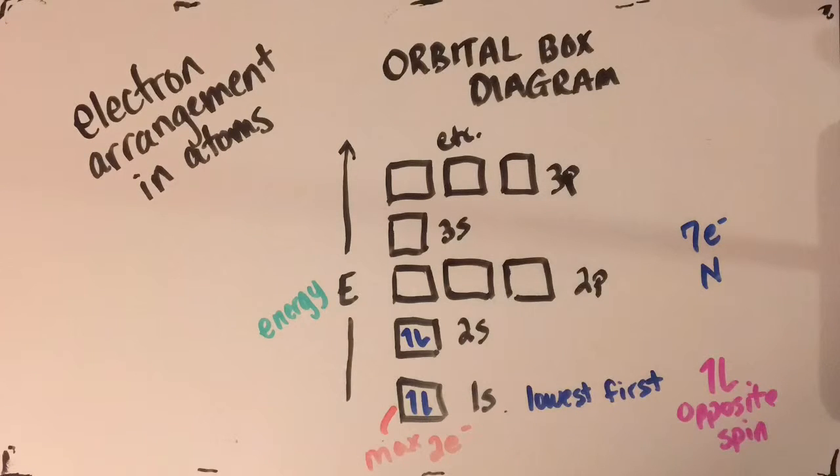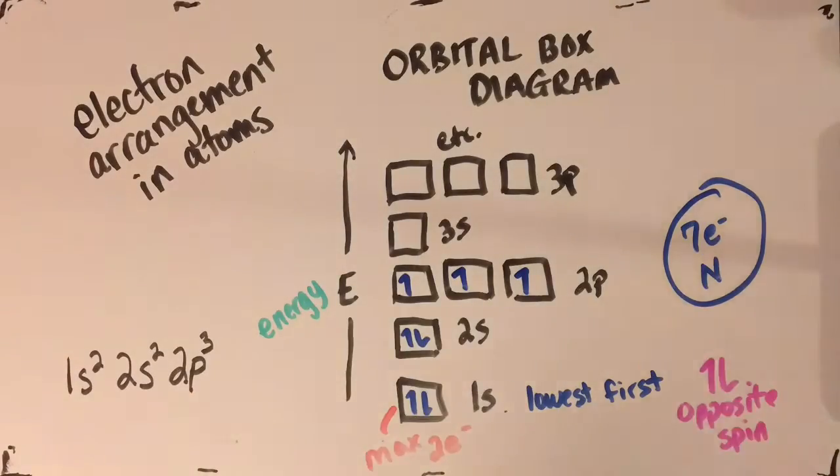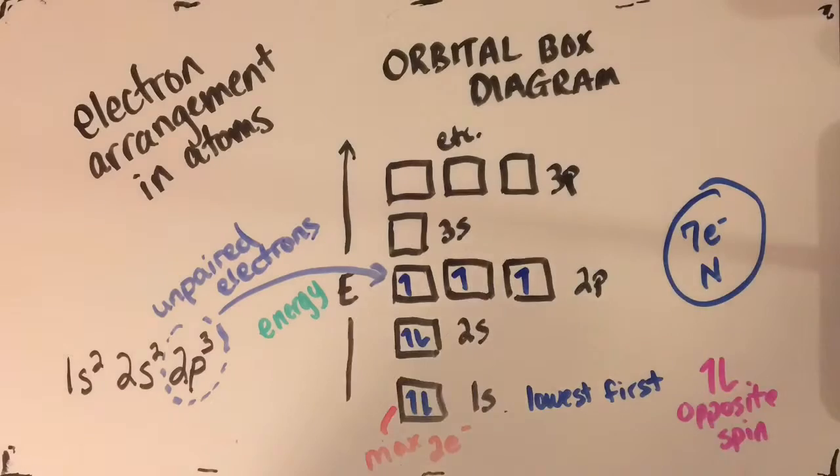As we continue filling the orbitals with the 7 electrons, we get to the 2p, where we have to fill them singly first. We can write the electron configuration straight from the orbital box diagram. It is important to notice that the 2p3 electrons are actually unpaired electrons as shown in the box.